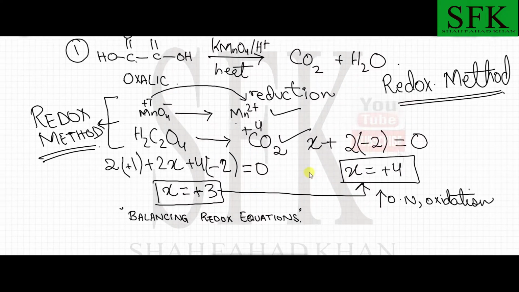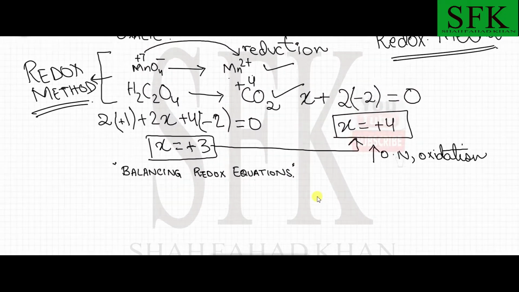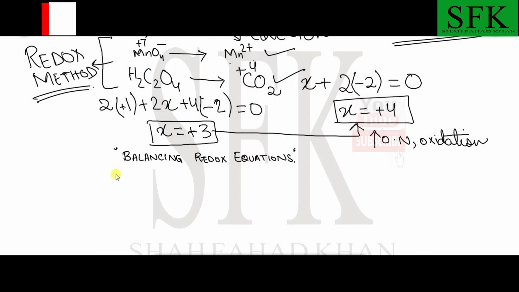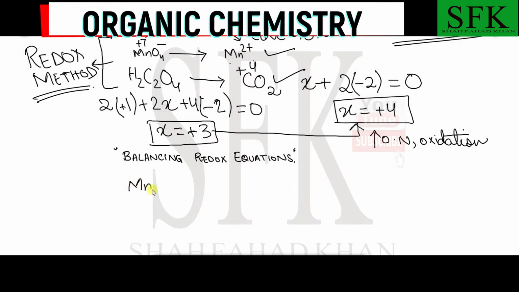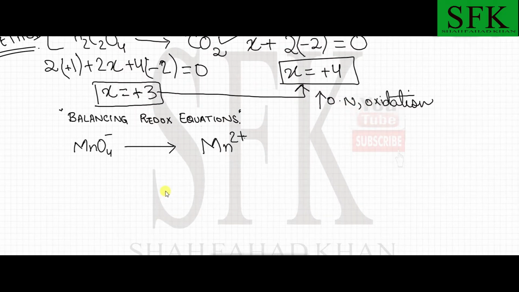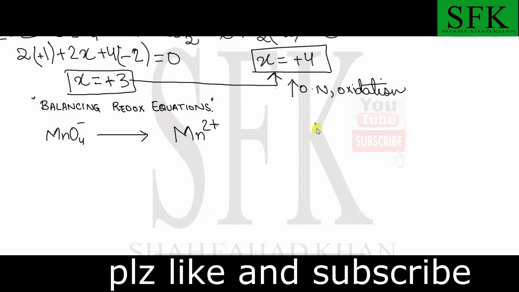Now let's come to the main method of balancing. Okay, manganate ions give rise to manganese ions. Okay, this is all that we know, right? First of all, I need you guys to know the three rules of redox before proceeding.